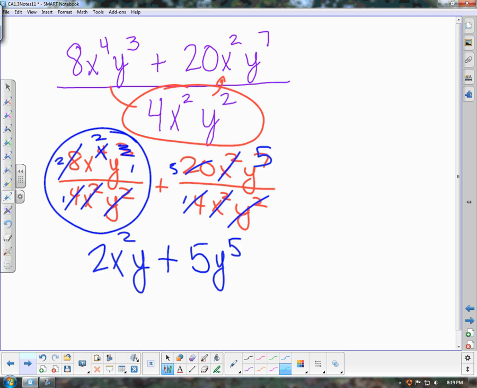Now then you can factor out, since this has a y and that has a y, you could factor that out to get 2x squared plus y to the fourth. Either way would be fine for simplifying that as much as you can.